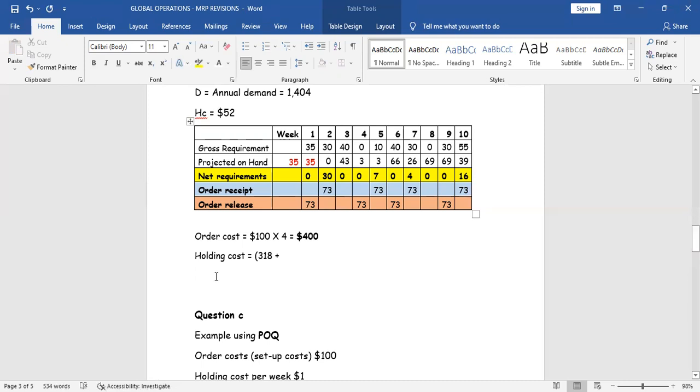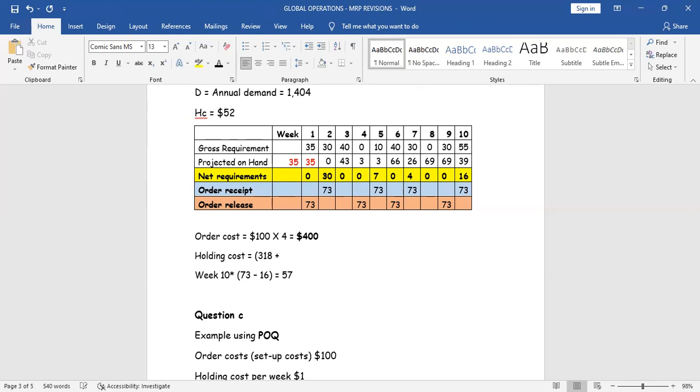So for week 10 alone, we are still holding something there, which is calculated as the 73 which we received minus the net requirement, which is 16. So 73 minus 16 will give us 57. So we need to add 57 there. So meaning in total, we will hold inventory of 318 plus 57. We hold 375 inventory.